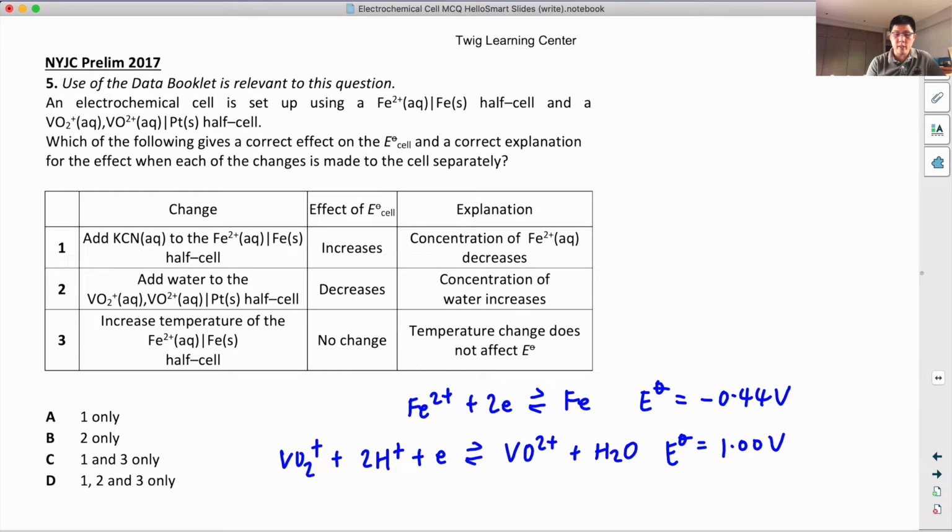An electrochemical cell is set up using an iron 2+ and iron half cell and a vanadium half cell. Which of the following gives a correct effect on the E cell and a correct explanation? It means not just the effect on the E cell must be correct, the explanation must also be correct.